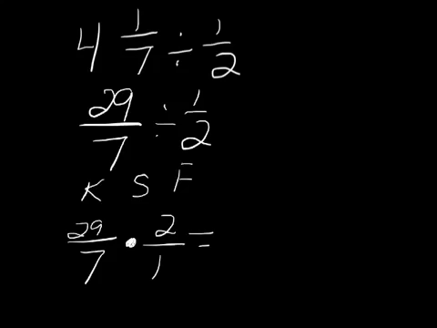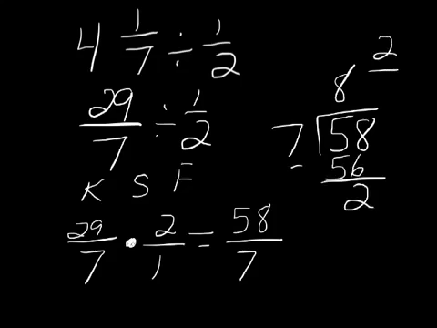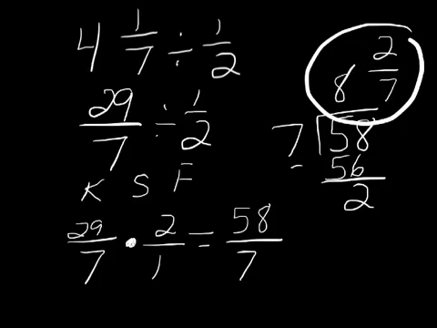29 times 2 is 58. 7 times 1 is 7. And now we simply have to simplify. 58 divided by 7 goes in 8 times. 8 times 7 is 56 with 2 left over. So our answer is 8 2/7.